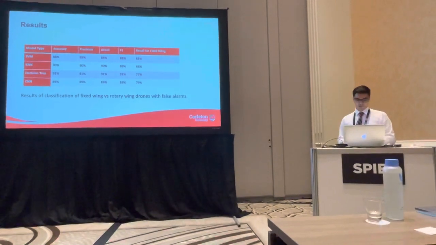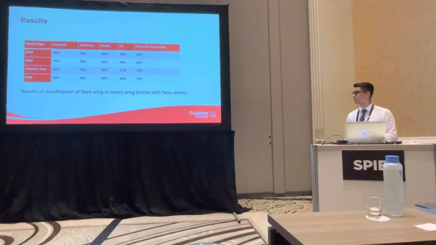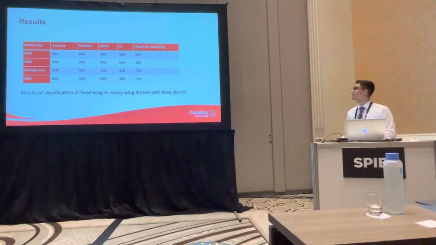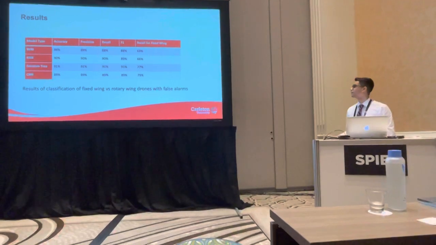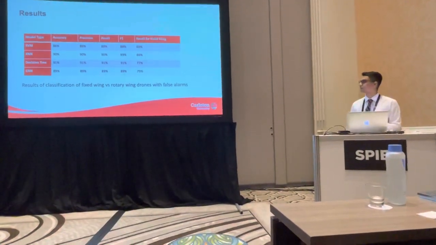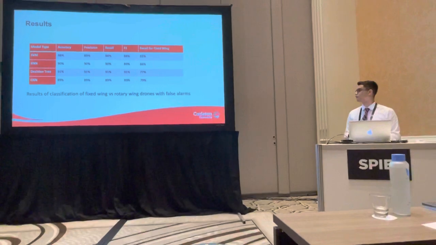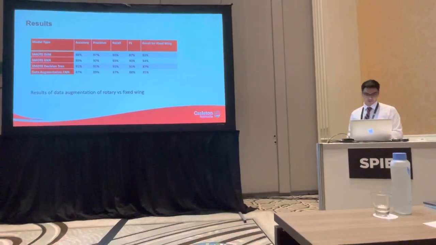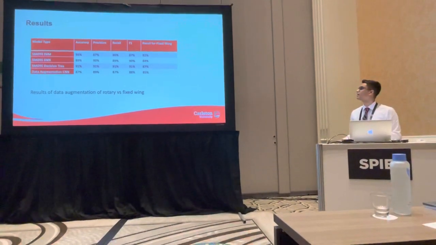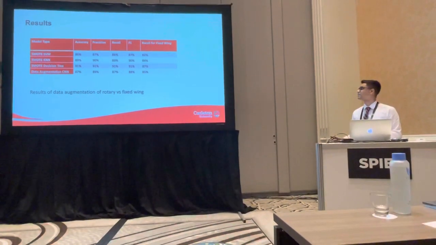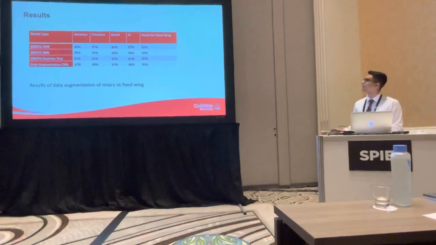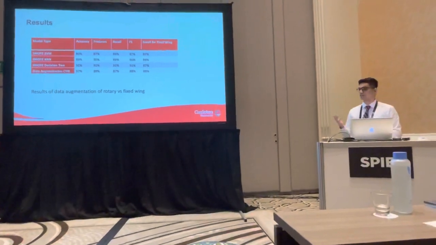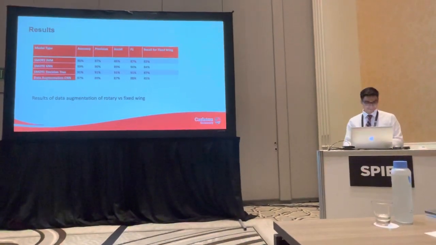So now with the results. We can see this was our first iteration with no data augmentation. You can see that the overall accuracy and precision are great, but the recall, so the accuracy for the fixed wings, is not too good. This is why we went for these synthetic and oversampling techniques that we used. We can see here with the actual data augmentation techniques that the four metrics that we were measuring stayed relatively the same, maybe a little drop, but the fixed wing recall was much higher, and this was a very positive result as well.